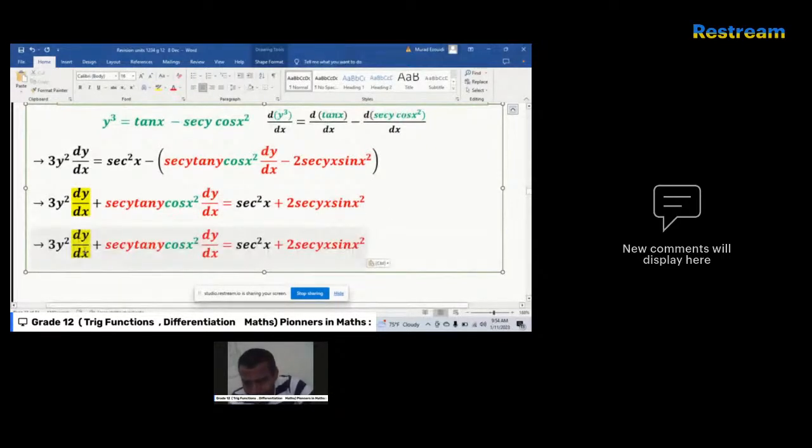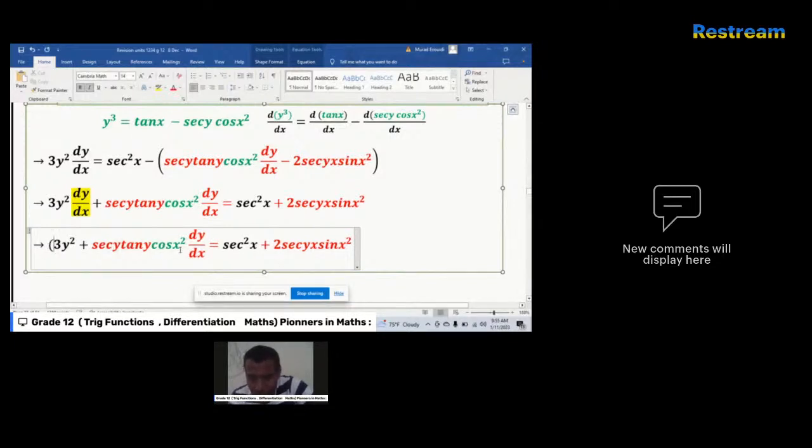So I will call that this is dy with respect to x. I will take it out because it's a common factor. Okay, I will open the parentheses. Plus sec y tangent y cosine x squared multiplied by this. So this is the common factor. Then I will divide all of this by 3y squared plus sec y tangent y cosine x squared. Therefore, this is dy equal. I will just write it here if it is possible, or I will extend. I will try to extend it. It's better.